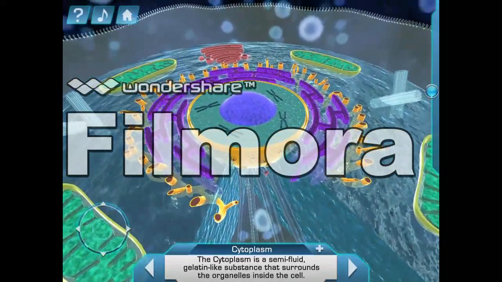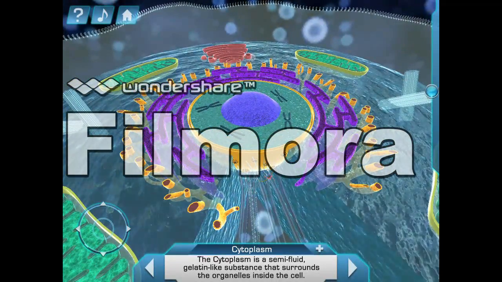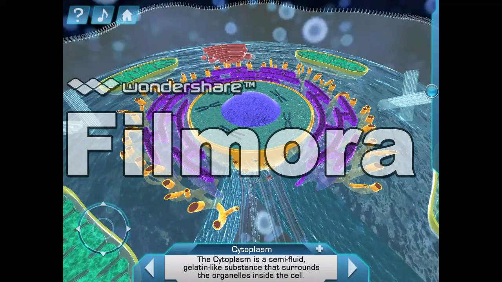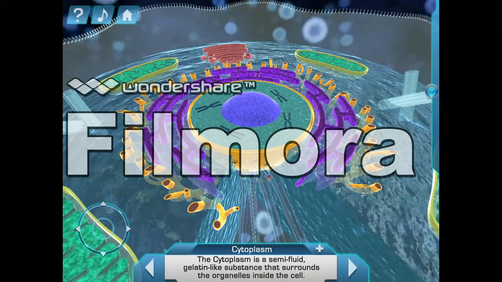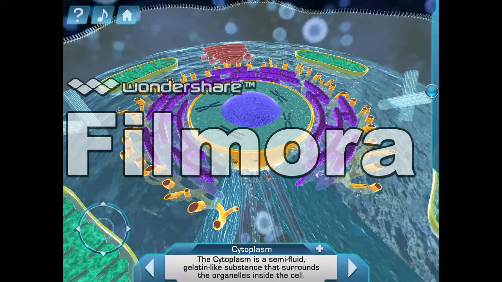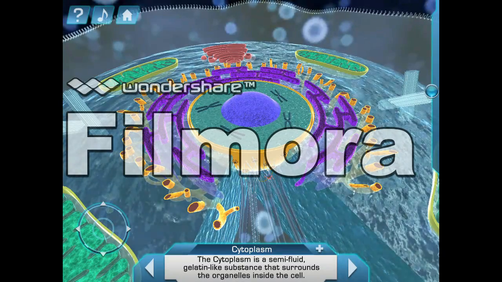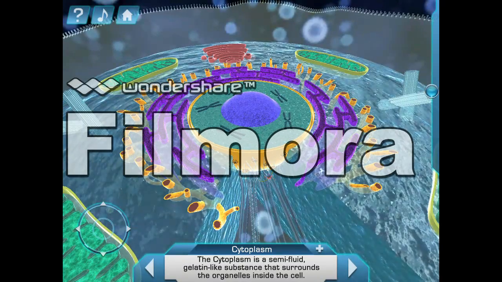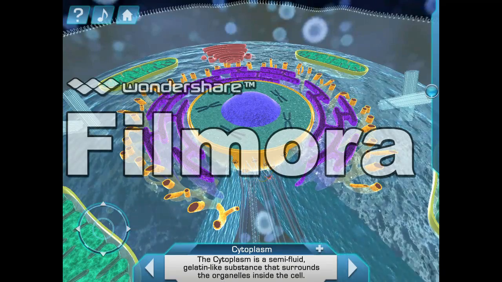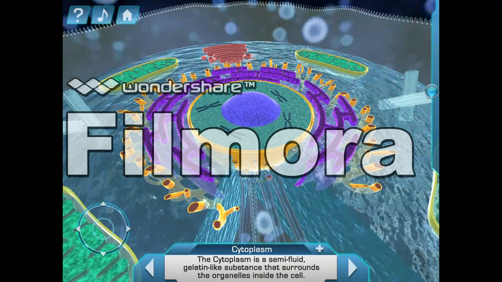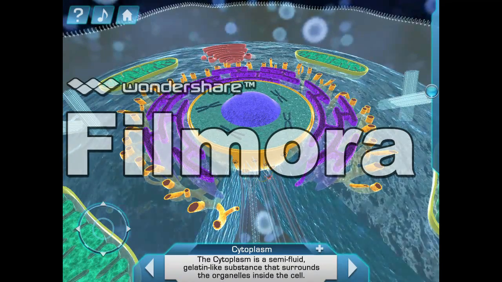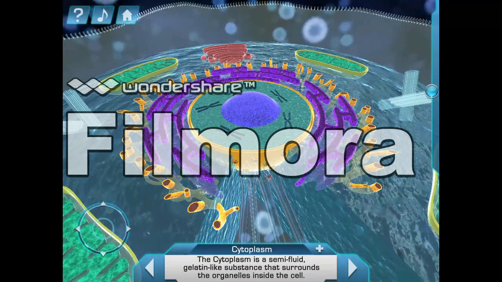Next, we're going to take a look at the cytoplasm. The cytoplasm is a thick, fluid-like substance that contains water, proteins, and ions. Notice how it is in the entirety of the cell, going around all the organelles. It basically fills it up like a pool. And this is also used to maintain gradients that allow metabolic processes to continue.